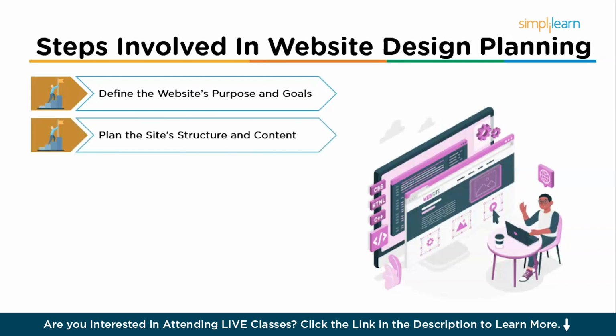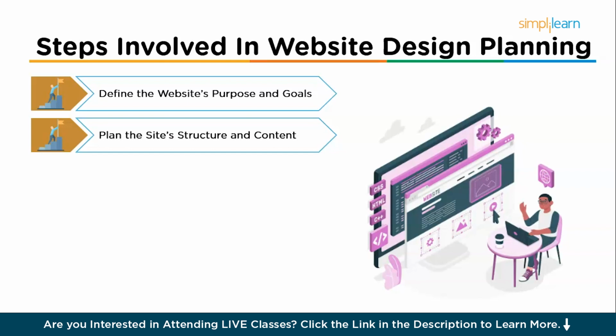The second one is plan the site's structure and content. So create a sitemap to outline the structure of the website. This visual representation shows how pages are connected and helps organize content logically. Identify the key pages such as the home page, about us, services, products, and contact page. The second is content hierarchy. Decide what content will go on each page and prioritize it based on importance.